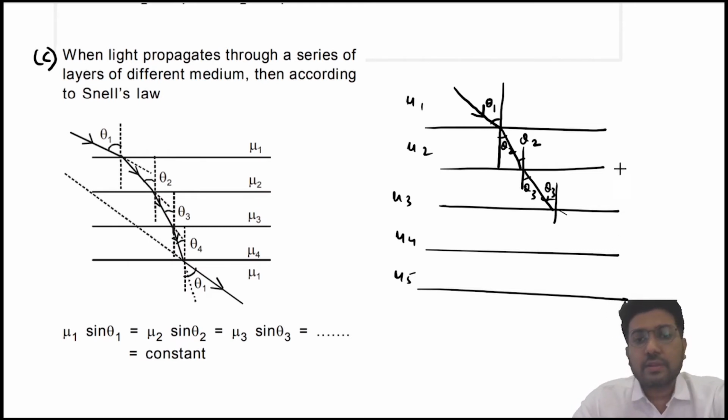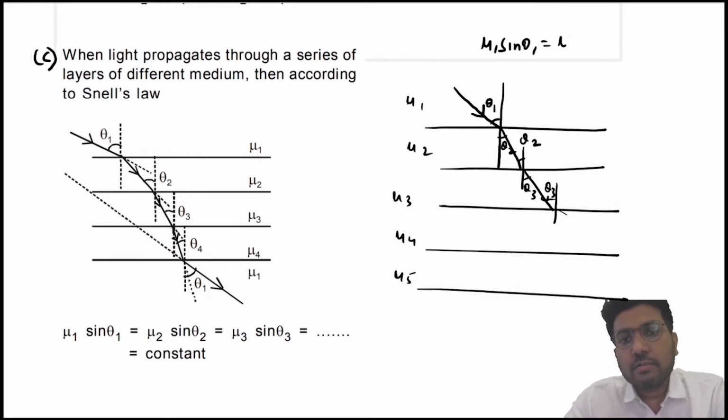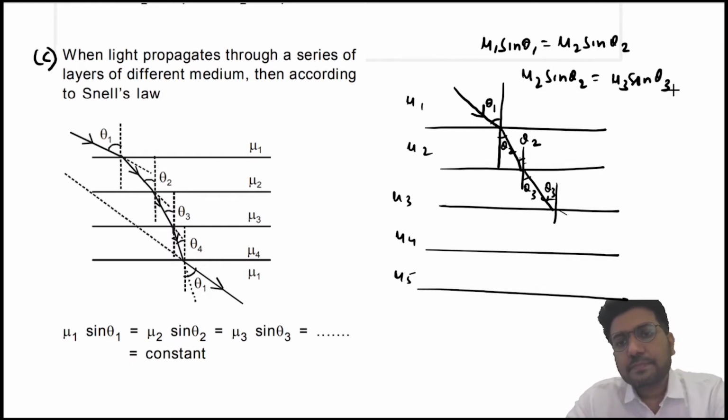And this will continue. So if you apply Snell's law here, what will you write? You will write mu1 sin theta 1 is equal to mu2 sin theta 2. This is application of Snell's law on the first interface. But then there is one more interface here. See, if this angle is theta 2, this angle is theta 2. So if you apply Snell's law in this interface, what will you write? Mu2 sin theta 2 is equal to mu3 sin theta 3.